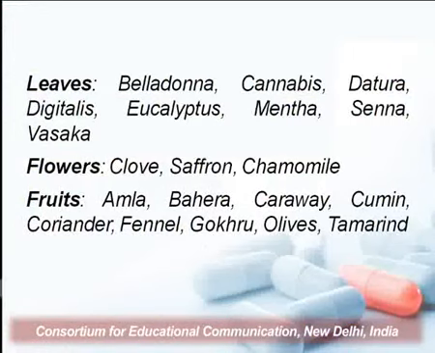There are plants whose leaves are also used as drugs. We have already discussed the examples of leafy drugs, and common examples are belladonna, cannabis, dhatura, digitalis, mentha, senna, and vasaka. And certain plants whose flowers are normally used, such as clove, saffron, chamomile. Then certain fruits of the plants are also used. Examples are fruits of amla, baheda, harad, caraway, cumin, coriander, fennel. All these drugs are obtained as the fruit part of the plant and are used for their medicinal properties.